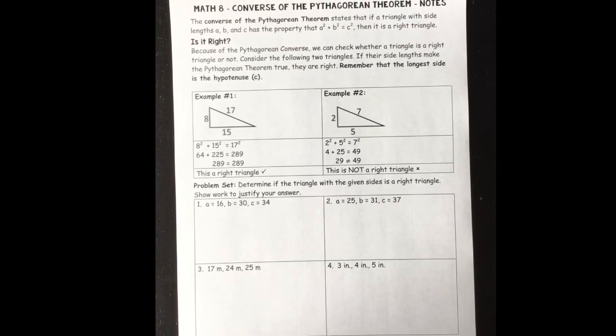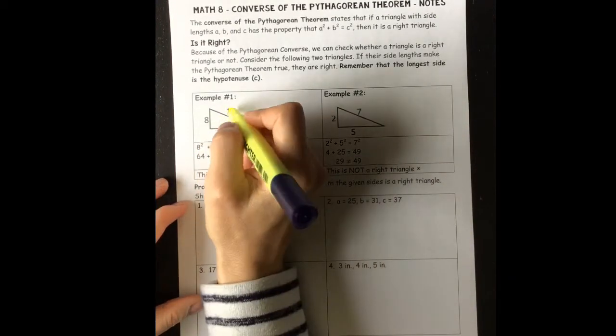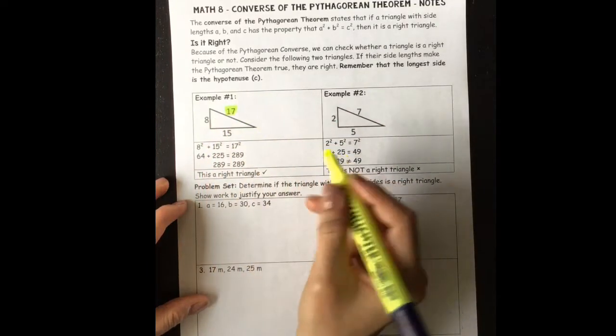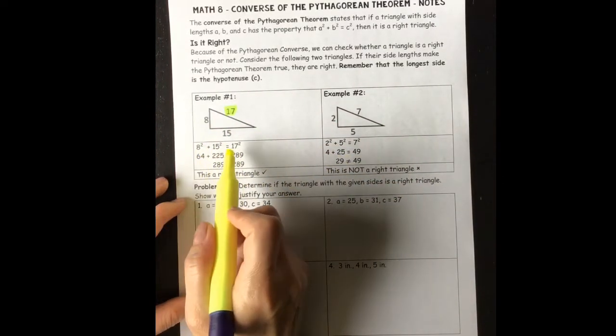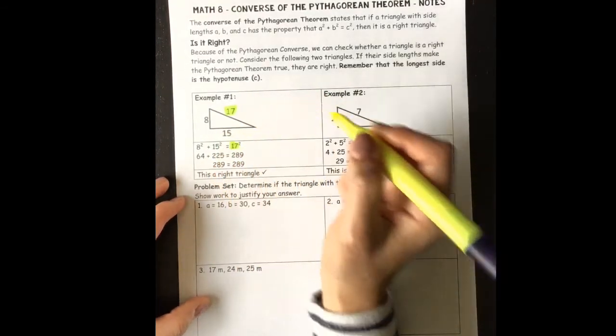Okay, because of the Pythagorean converse, we can check whether a triangle is right or not. Consider the following triangles. If their side lengths make the Pythagorean theorem true, they are right. Remember, the longest side is going to be the hypotenuse. So whatever the longest length is needs to be the hypotenuse. In example 1, we see the longest side is 17. So when we set up our Pythagorean theorem, 17 is going to be on the side by itself.